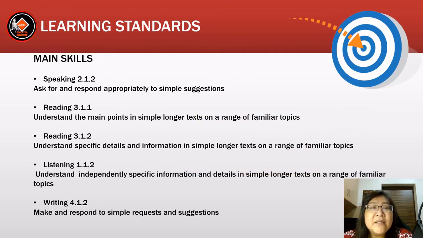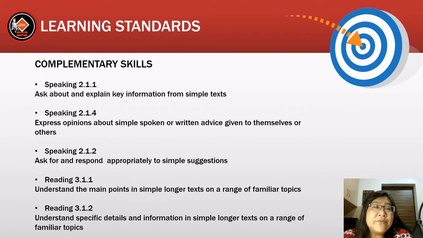Dear students, let's look at the learning standards. Here we have main skills. Speaking 2.1.2, ask for and respond appropriately to simple suggestions. Reading 3.1.1, understand the main points in simple longer text on a range of familiar topics. Reading 3.1.2, understand specific details and information in simple longer text on a range of familiar topics. Listening 1.1.2, understand independently specific information and details in simple longer text on a range of familiar topics. And we have writing 4.1.2, make and respond to simple requests and suggestions.